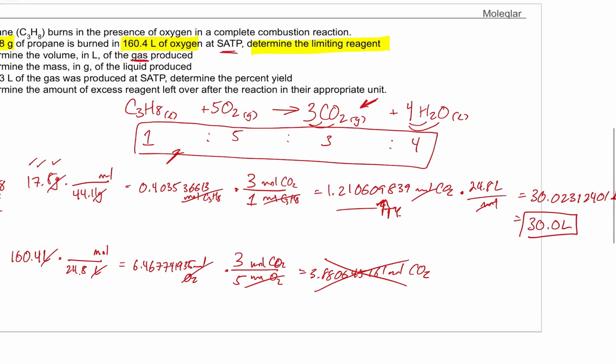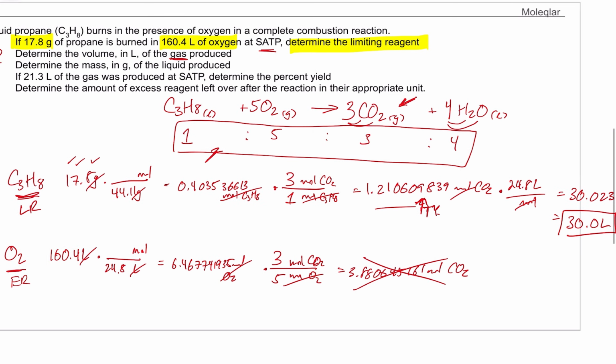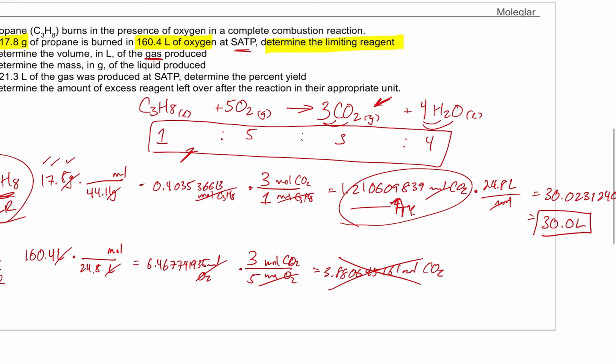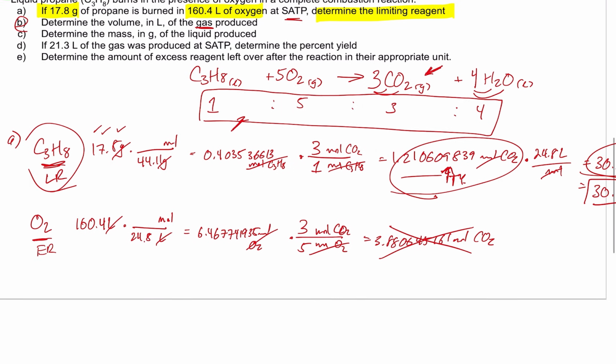Awesome. All right, so we just did part A and part B. We found that the limiting reagent is our propane, and from that we were able to determine our theoretical yield of CO2, and we converted that into liters at SATP. Okay, so now let's go into part C.